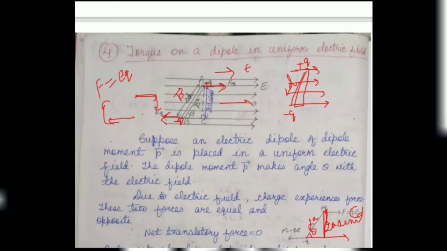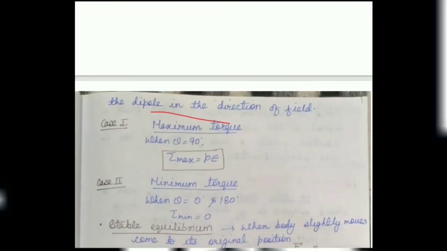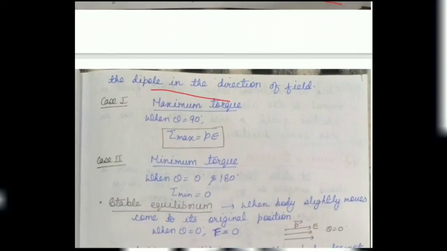Okay, the main aim: when you put a dipole in a uniform electric field, that dipole experiences torque, and that torque tries to orient the dipole in the direction of what? In the direction of field, from P to E. So this is the formula for torque, P E sine theta or P cross E.